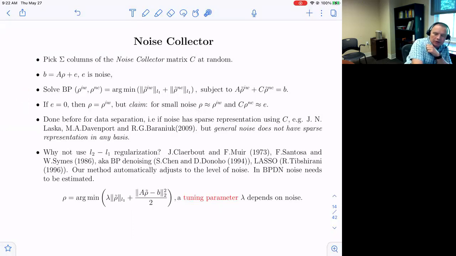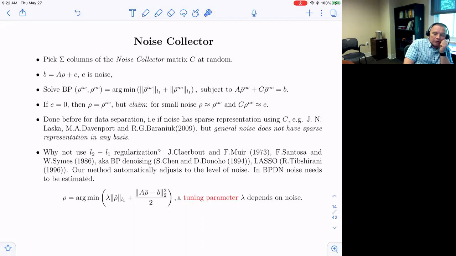And the difference in our case is that our noise is general. What we are dealing with over here, this E, is just general white noise, uniformly distributed on the sphere. And one more natural question to be asked here is, why don't we use L2, L1 regularization? And one can do that.